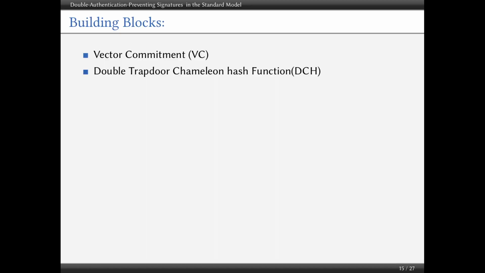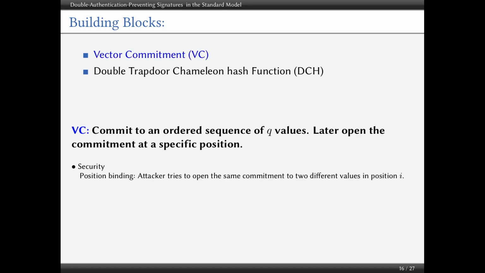To build our construction, we need these two building blocks: vector commitment and double chameleon hash function. What is a vector commitment? It's a commitment scheme where you can commit to a sequence or a vector instead of a single value, and later you can open it to a specific position. The nice point about vector commitments is that the commitment and its opening do not depend on the length of this vector that you are committing to.